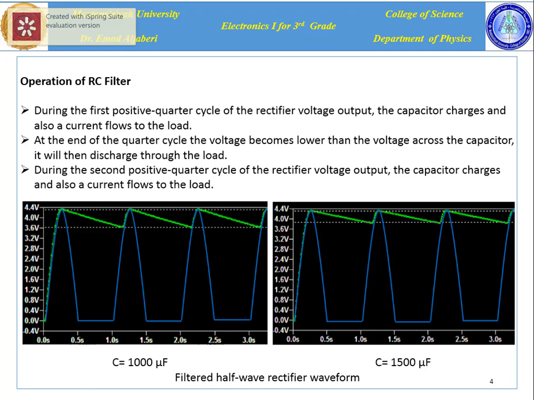The significant question here is, what happens if the capacitance increases? The answer can be obtained by looking at these two figures, which compare the ripple voltage corresponding to different values of capacitance, 1000 microfarad and 1500 microfarad. Apparently, when the capacitance increases, the ripple decreases. That means the right hand figure is better than the left hand figure.